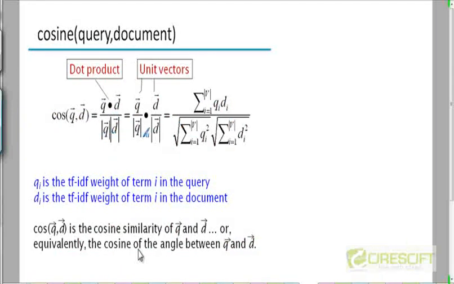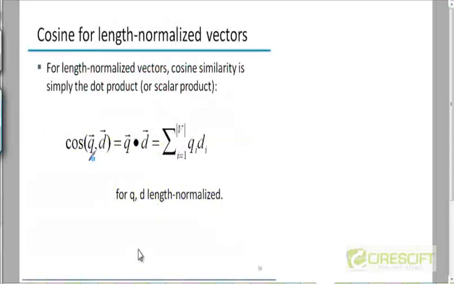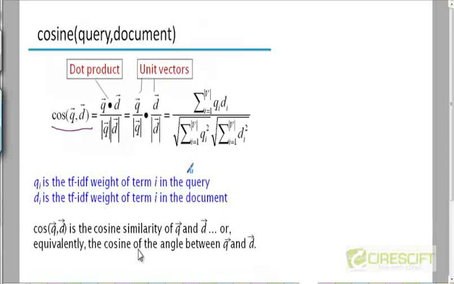So this is something I just showed you. The cosine of the angle between the two vectors: if the two vectors are already expressed as unit vectors, we just take their dot product. So if Q and D have already been length normalized, then the cosine of the angle between them is just their dot product, which is the product of their components added together, component by component. And if they are not normalized, then you take their actual dot product and divide it by the product of the magnitudes of the two vectors.